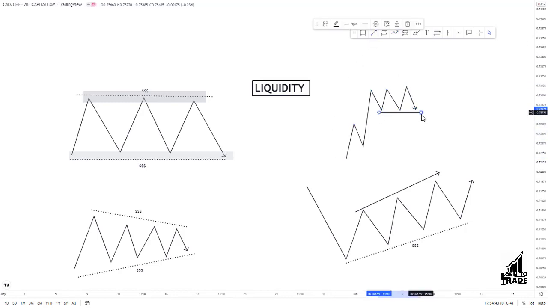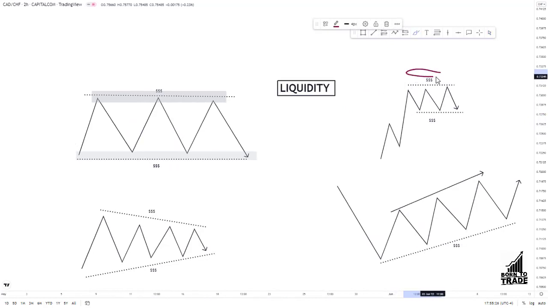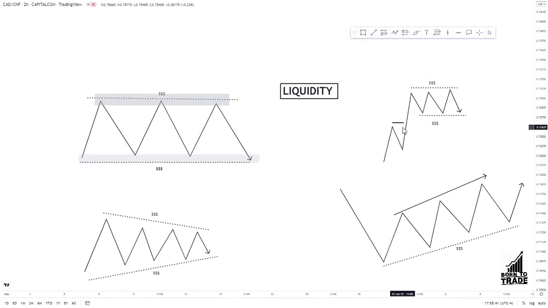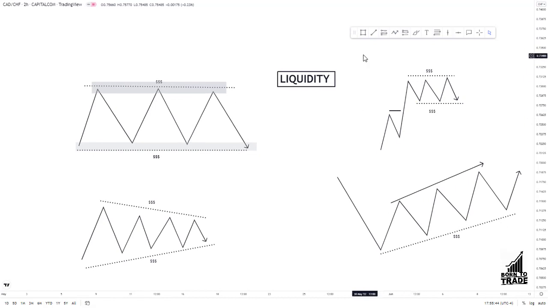This is equal lows and equal highs. So when you see equal lows and equal highs, you have to know that this is money resting here, because their stop loss is above here and below here. What can you see? We got a break of structure right here. So this is our demand zone right here.